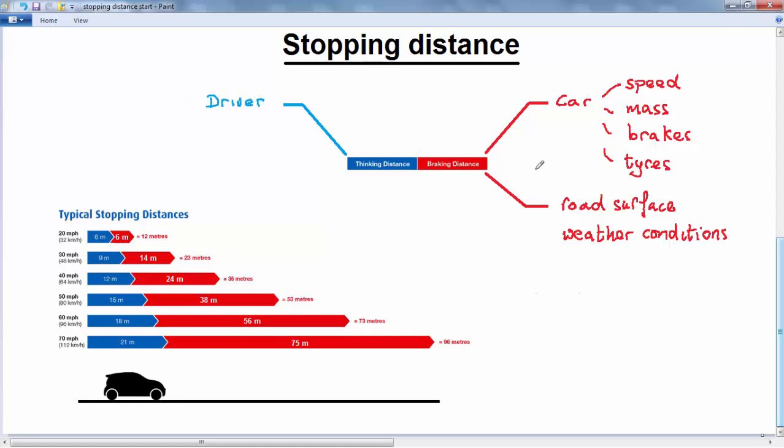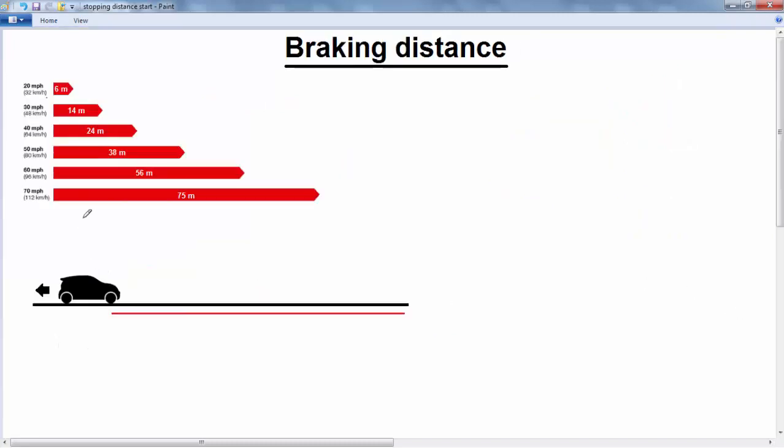So in this lesson we're going to look at the braking distance. Just to help you understand this a little bit better, we're going to take the red distances on their own, and we're going to think about the physics of this. What actually affects the braking distance for each given speed? How can we work that out? Well, what actually happens when a car brakes?